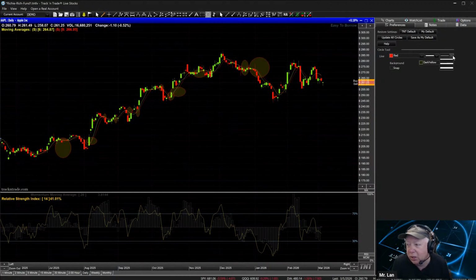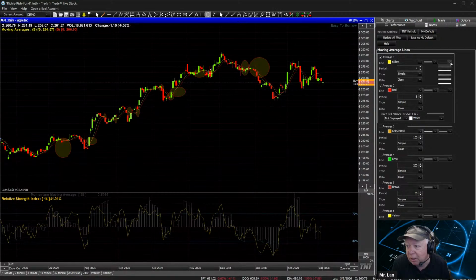Let's make these a little brighter so you can see them. Oh, that's the circle tool. Let's come back over to moving average. I'll make these brighter.